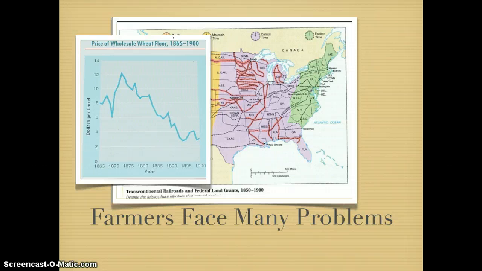Other crops such as cotton sold for about 15 cents a pound in the 1870s, but by the 1890s was selling for about 6 cents per pound. Corn farmers found that it was almost more beneficial to burn their corn and use it as fuel as opposed to selling it. At the same time, the cost of doing business rose.